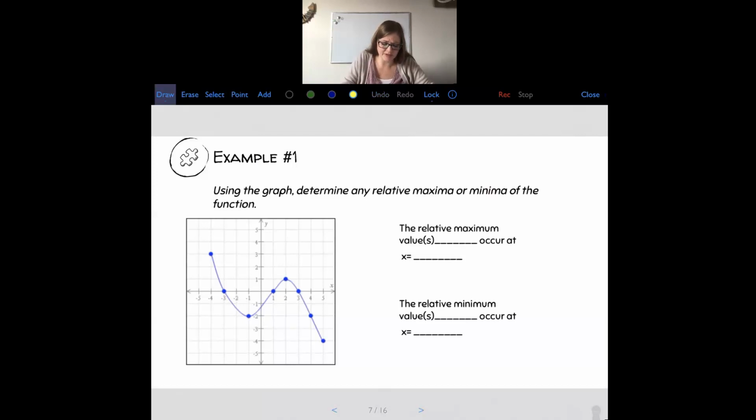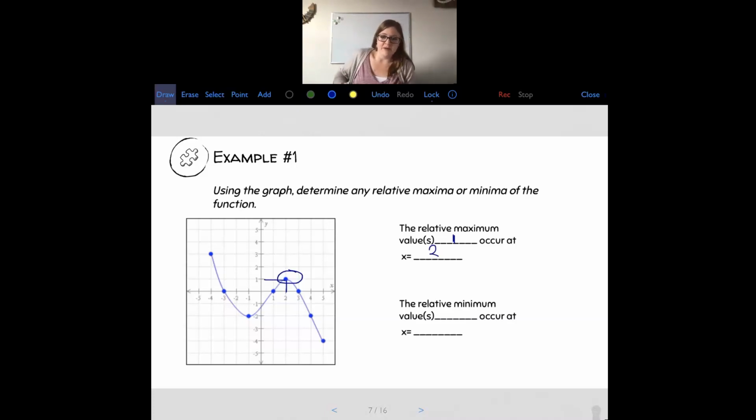Let's do some examples. So using the graph, determine any relative maxima or minima of the function. So let's first identify the relative maxima. We have 1 here, okay? It's only at the top of the hill for the relative maxima. So for instance, this point here, even though it's higher up, is not a relative maxima, okay? It has to be a hill. So the relative maximum value, so value is the y value, is 1, and that occurs when x is 2. Okay, so this is how you would answer this question.